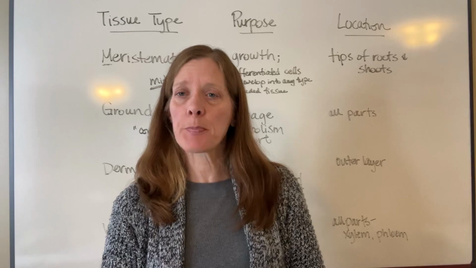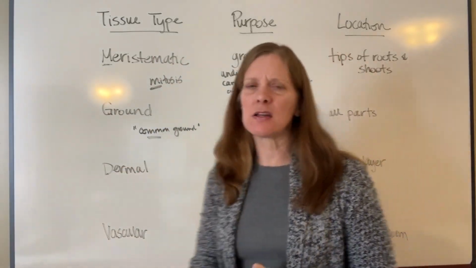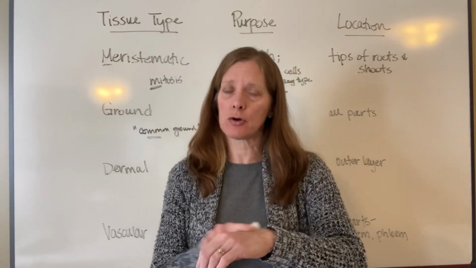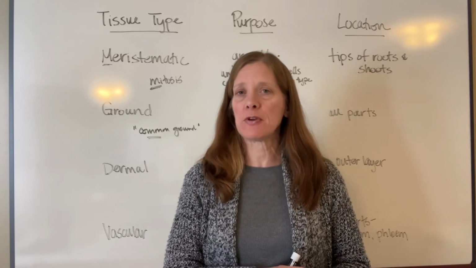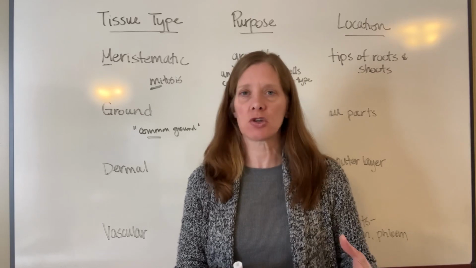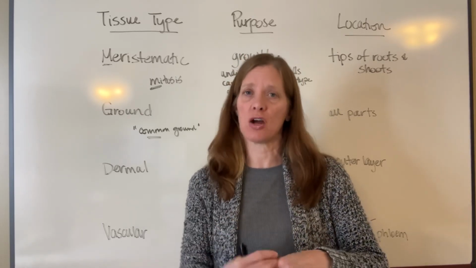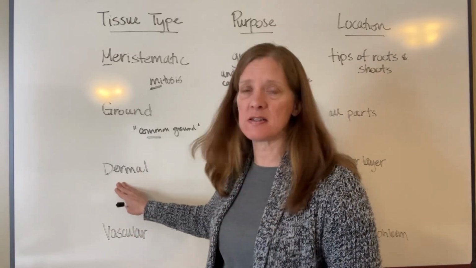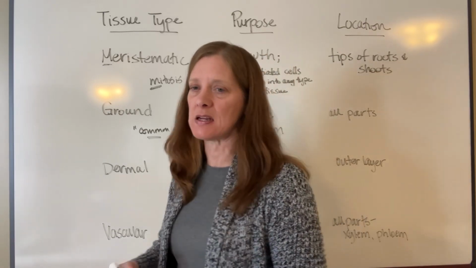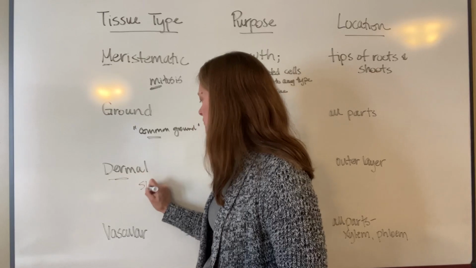The third type of tissue that we're going to be looking at is dermal tissue. And you may be familiar with the word epidermis. The epidermis is the outer layer of our skin, or you may be familiar with a hypodermic needle that's used to give injections for insulin or vaccinations. And so a hypodermic needle goes under the skin. Derm is a root that really means skin. So when I think of derm, I think of skin.